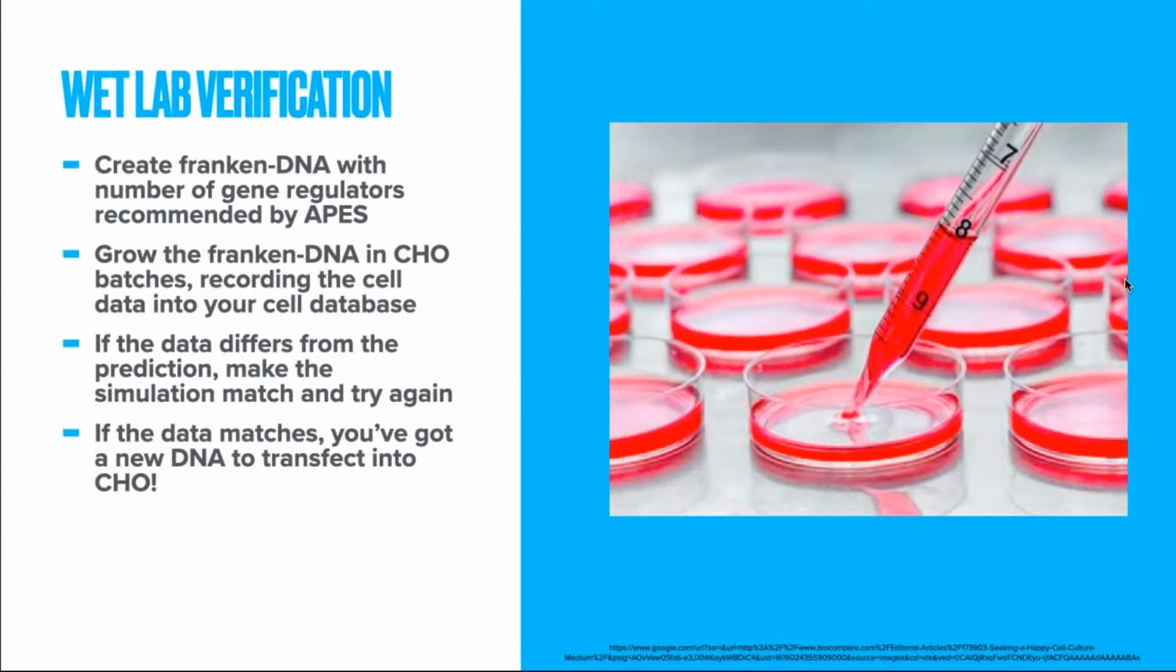So the wet lab verification works very much the same as in brewing the hoppy beer. You create Franken DNA with the number of gene regulators recommended by the automatic recommendation tool, or ART, depends on whether you want to take the big or small view of it. You grow the Franken DNA in Chinese hamster ovaries. This is a common cell line that we use for this kind of work. Recording the cell data into your cell database, and if the data differs from the prediction, right, you are going to have to make that model match and try again. If the data matches, you've got new data to transfect.